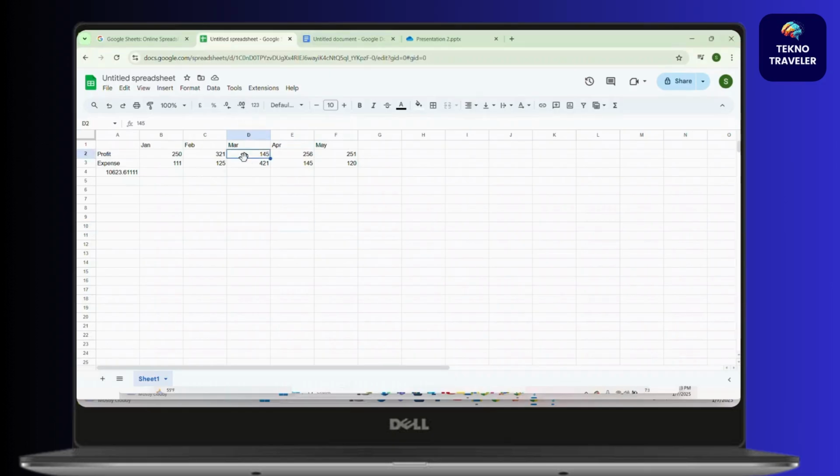So here, as you can see, I have taken some dummy data, and let's see the percentage change of profit from March to April. To do so, first hit equal to, then open a bracket. After that, select April, then minus March, close the bracket, then divide it by April again, and then multiply it by 100. Now hit enter, and this is the percentage of change.